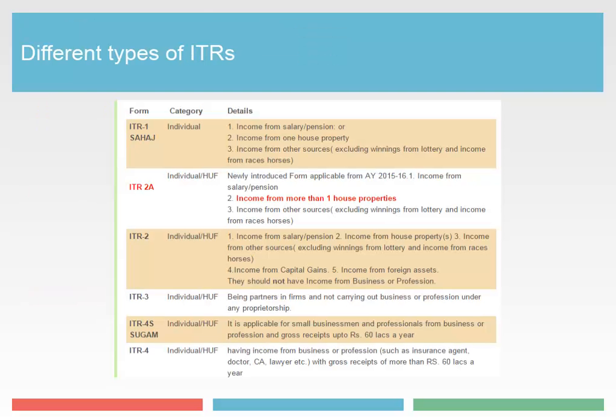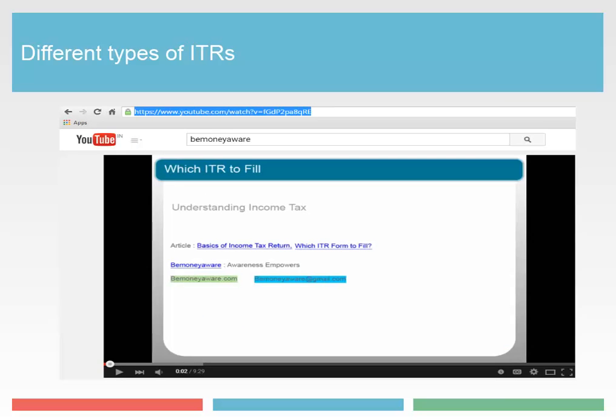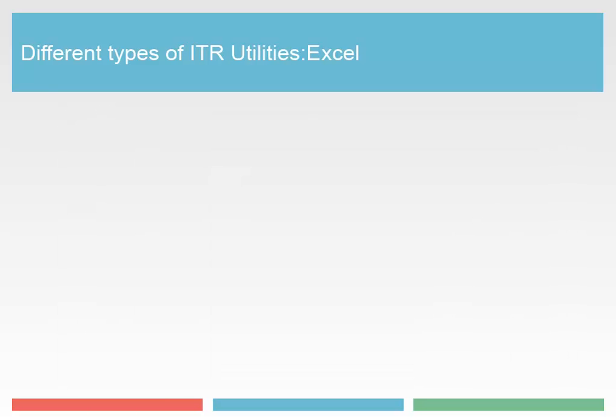For a resident individual, ITR1 is the form to fill when one has income from salary or pension, income from one house property and income from other sources such as interest from savings bank account, FD. In our video on which ITR form to fill, we have explained why there are different kinds of ITR. Let's see different ways of filling ITR.